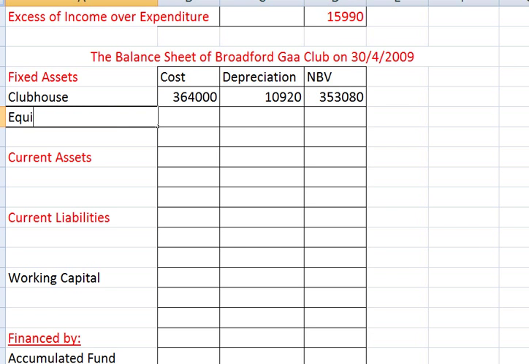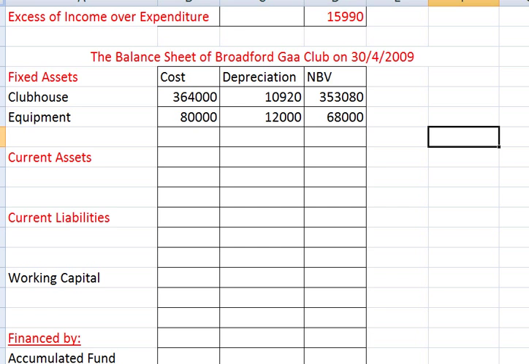There was equipment that had a cost of 80,000 and depreciation of 12,000, giving a net book value of 68,000. Now, it's very important when you're doing the balance sheet of a club or of a limited company that you add up the individual columns, as there are marks going for each of these figures here that I'm about to highlight in red. So each of these figures here should be added up together.